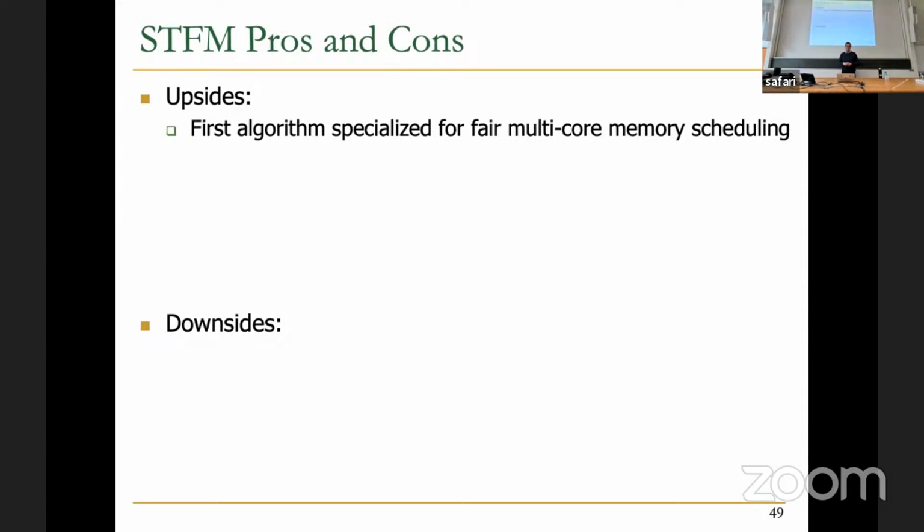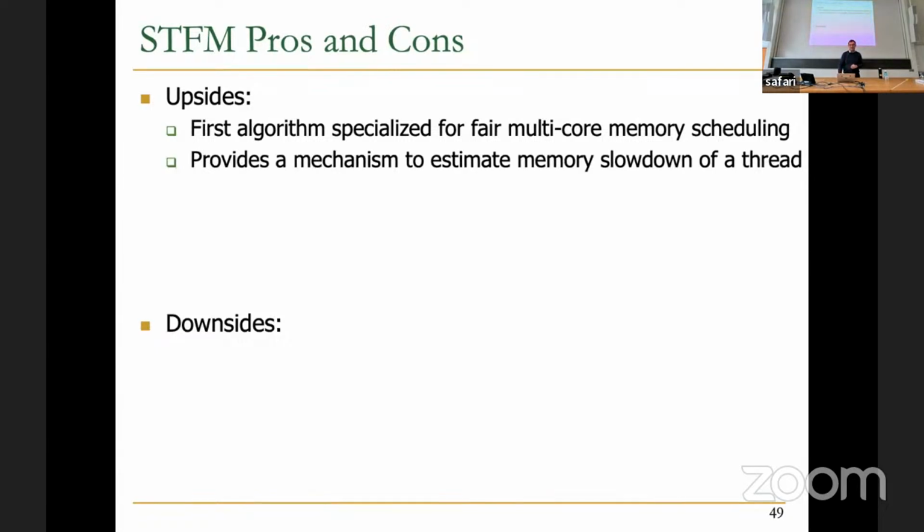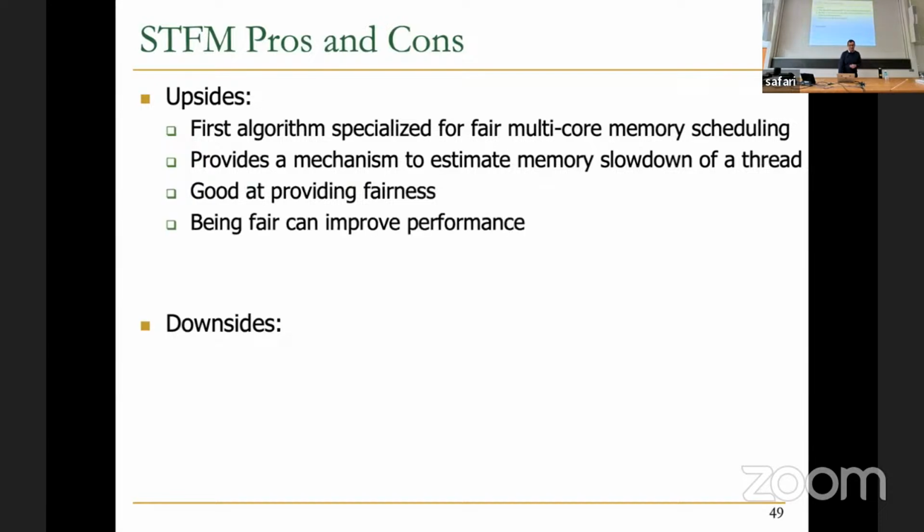This is actually the first algorithm specialized for fair multi-core memory scheduling. There are prior works in this area, but they actually don't treat memory scheduling as a memory controller problem. They treat it as a router type of problem, which this paper shows that it shouldn't be treated that way, because there's bank parallelism, and there's also locality in the memory controller that need to be considered. It provides a mechanism to estimate the memory slowdown of a thread, which could be useful if it's exposed to the system software. And the paper talks about how to expose it to the system software, which I'm not going to talk about. It's good at providing fairness, and being fair can improve performance, as we have discussed, and the paper shows that actually.